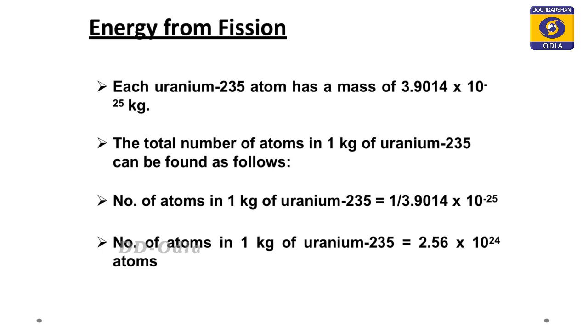So if we come to the nuclear reactor, the energy released comes from the fission process. Each uranium 235 atom has a mass of 3.9014 into 10 to the power of minus 25 kg. The total number of atoms in 1 kg of uranium 235 can be found as follows, means the number of atoms in 1 kg of uranium will be 2.56 into 10 to the power of 24 atoms.